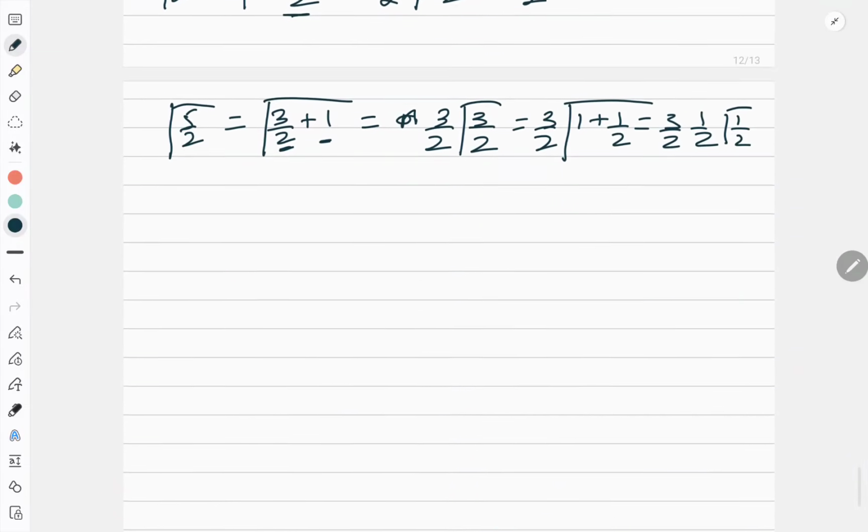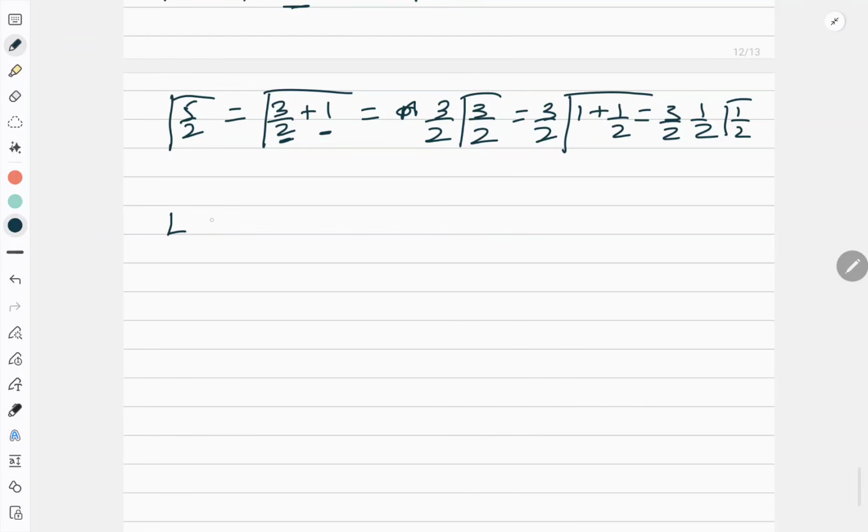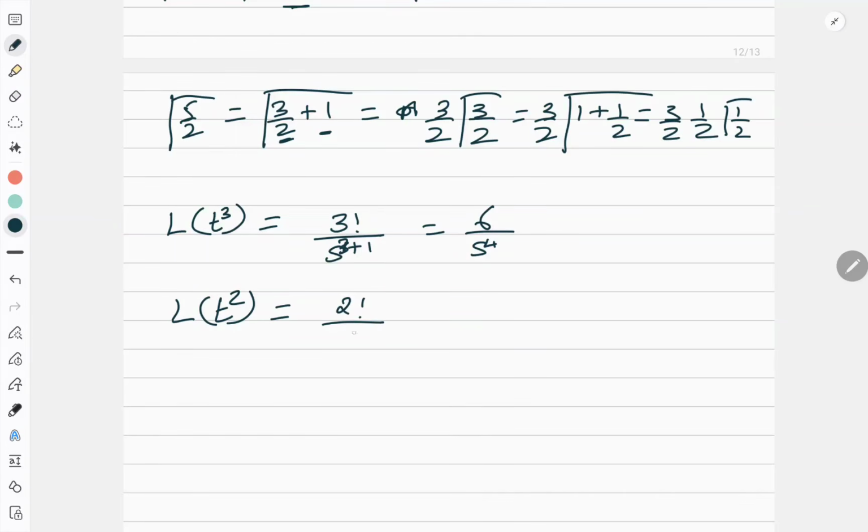Now where will I be using it? See, if I ask you to find the Laplace of t to the power 3, easily you will write 3 factorial upon s to the power 3 plus 1, which is 6 upon s to the power 4. If I ask you Laplace of t square, you can say 2 factorial upon s cube. Right? Now if I ask you what is the Laplace transform of root t?